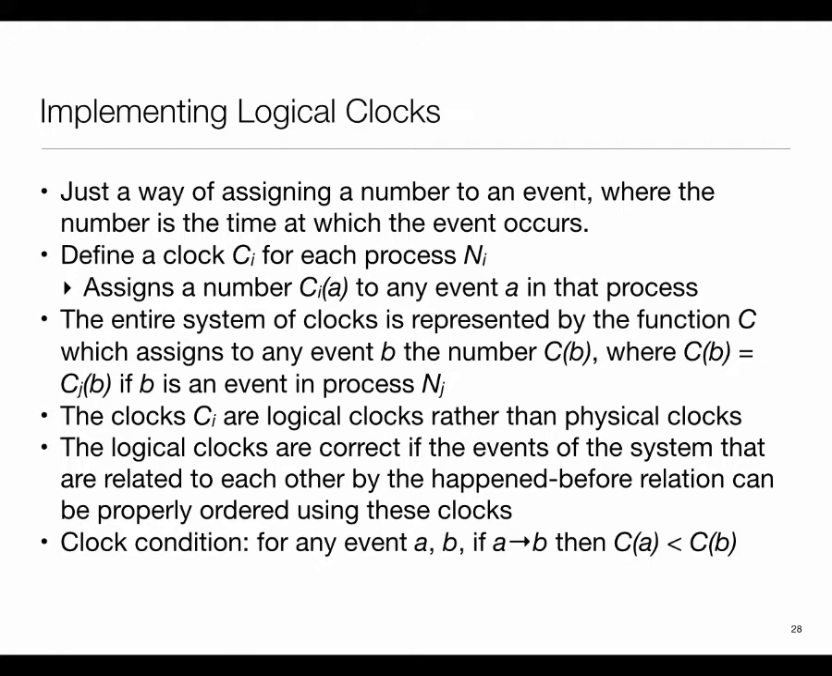So if the event A happens at node I, then we'll look up that local node's clock and assign a timestamp to that event, which would be Ci, the value of that counter Ci at that time. And what we are looking for is a global clock. The global clock is called C, and what it does is it assigns to any event B the number CB, where CB is what the jth clock said if B happened at node J.